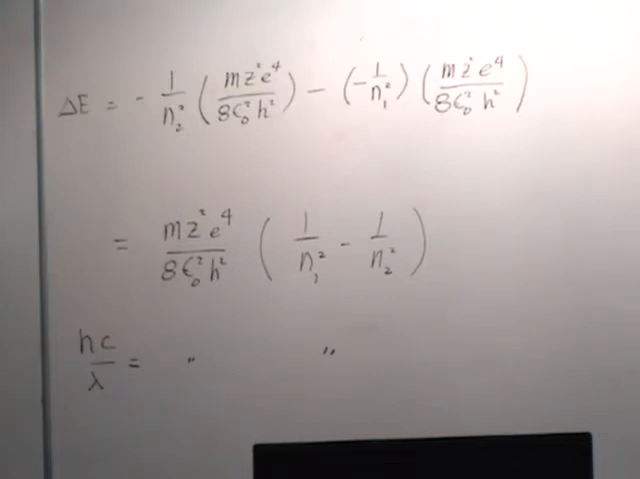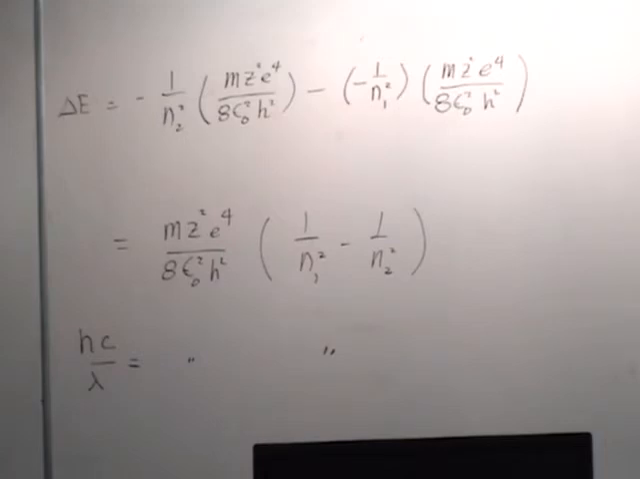is equal to, oh my goodness, I don't remember. So what we're going to have is an extra hc down below. On top it's m Z squared e to the 4th, divided by 8 epsilon naught squared c h cubed, times 1 over n1 squared minus 1 over n2 squared.